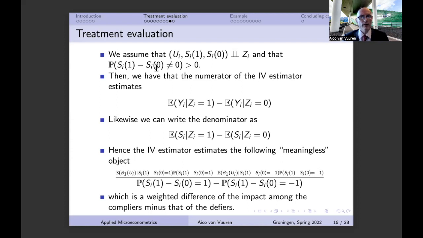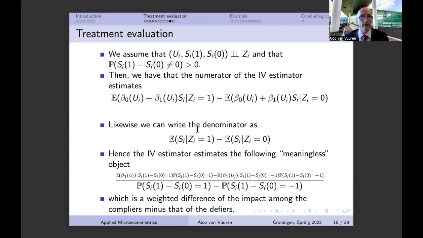Now, of course, the question arises, what is IV now going to estimate? Well, what we already know from a couple of slides back is that IV tries to estimate a numerator divided by a denominator. Let's first look at the numerator. That's this thing that we have over here: the mean of y_i conditional on z_i equal to 1 minus the mean of y_i conditional on z_i equal to 0. What we can now do is substitute in, of course, the model, and then we get this relationship that we have over here. y_i is, of course, equal to this thing over here.